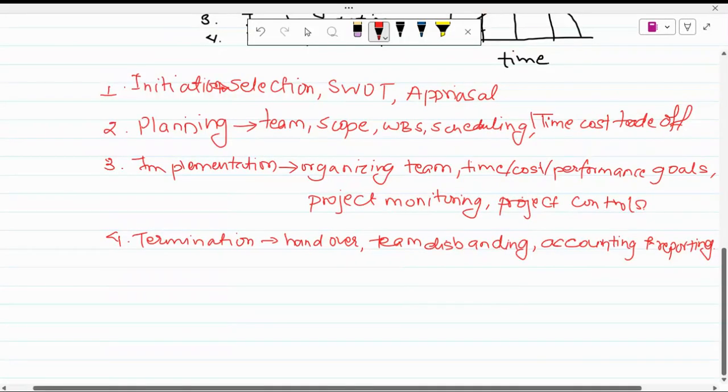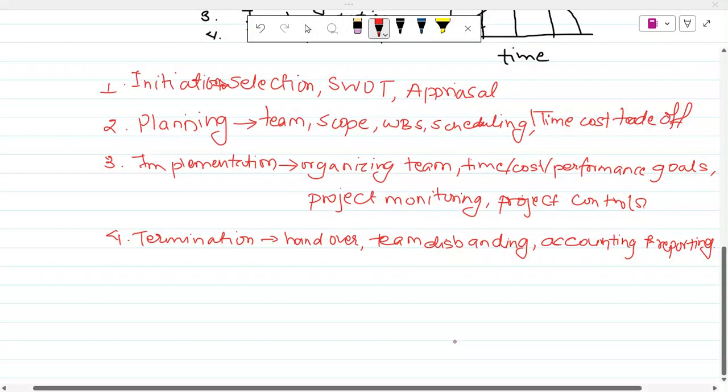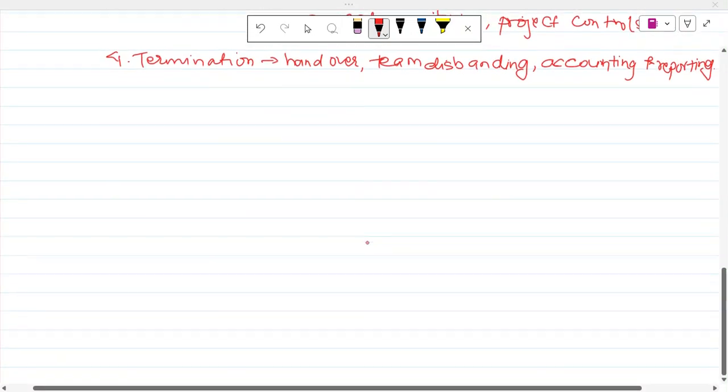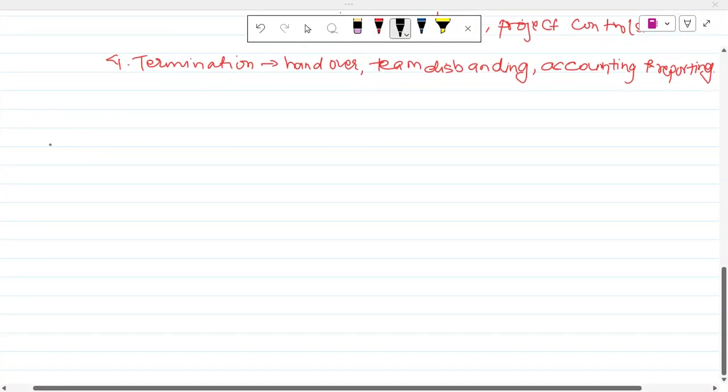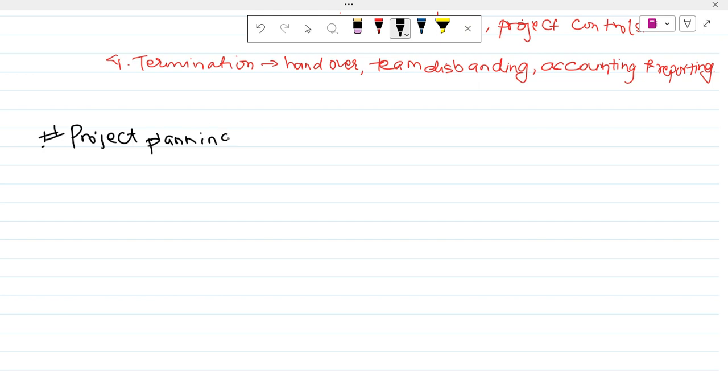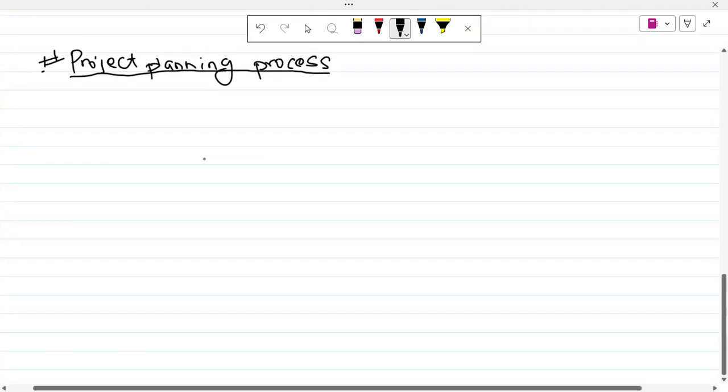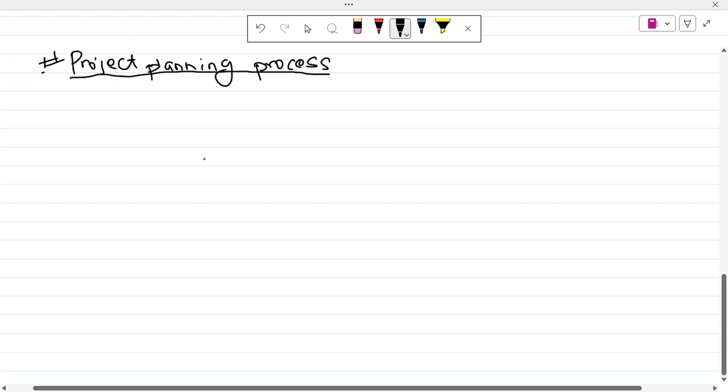Okay, now let's dive deeper into the project planning process. How do projects get planned? Project planning process. So this is the second phase. We know that it's this second phase and the absolute activity of the project planning stage. So in the project planning process, there are several steps that are involved.